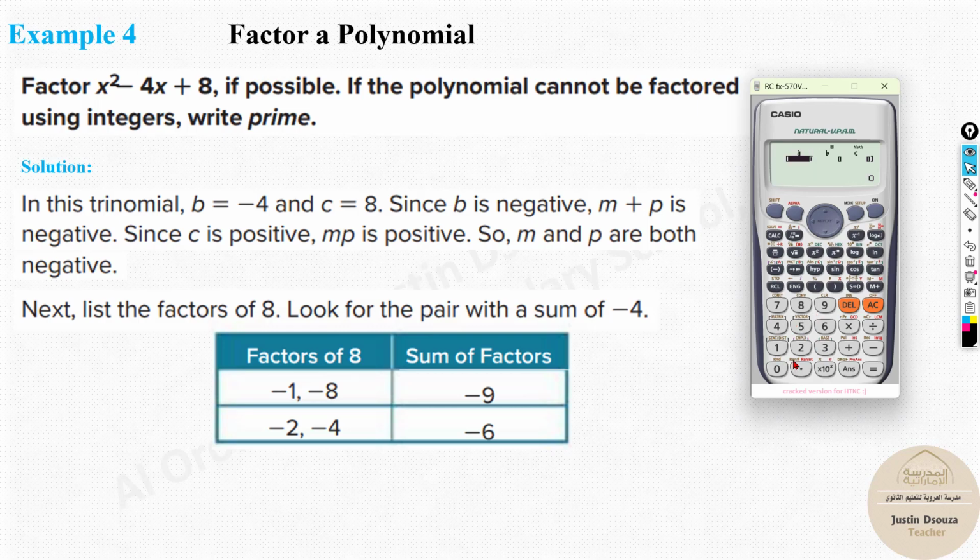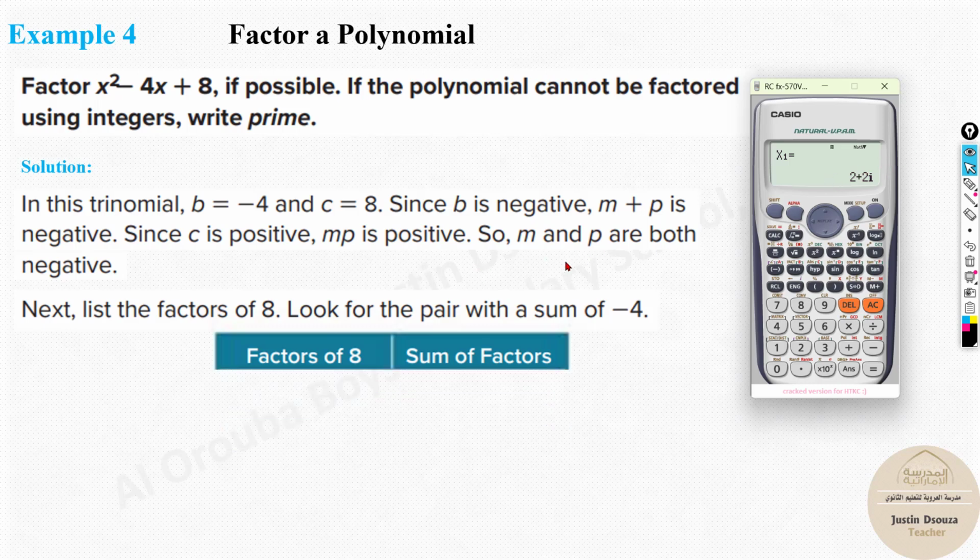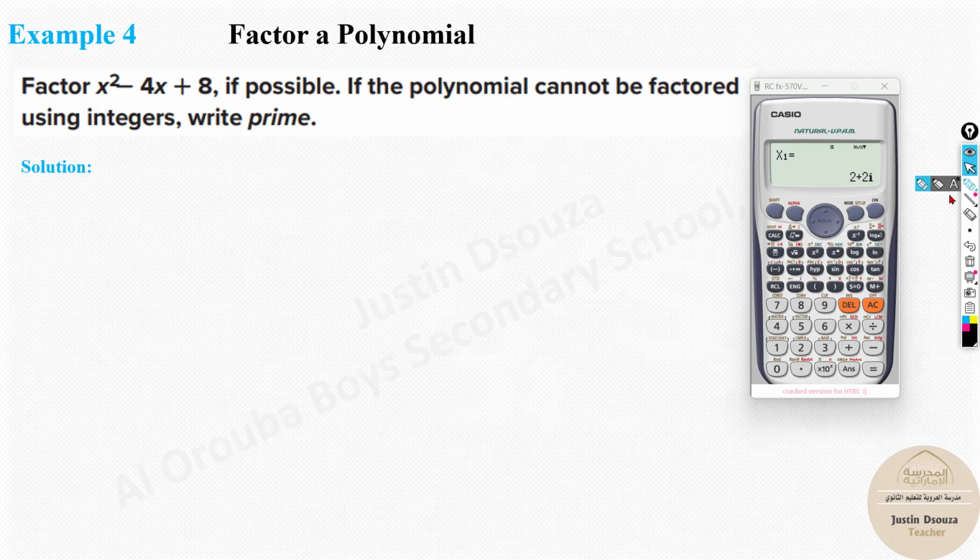Mod phi 3, 1, minus 4 and plus 8. And the answer is, okay, now this is important. Now the answer is i. What is i? i is an imaginary number. It's not true.